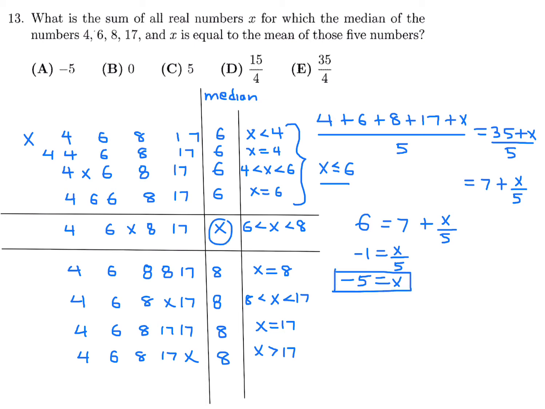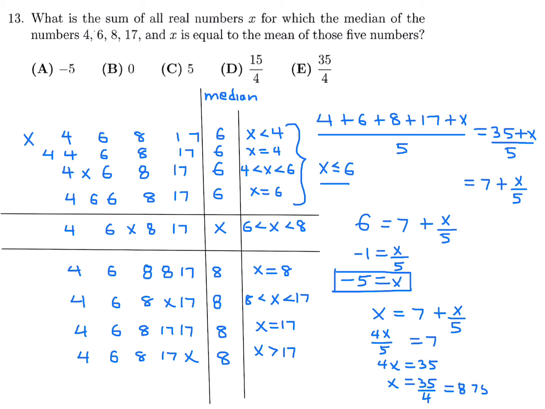Let's try it now, when x is the median. X this time is equal to (7 plus x) over 5. So that's going to be x minus x over 5, so 4x over 5 is equal to 7. So 4x is equal to 35. X is equal to 35 over 4, which is what, 8.75?